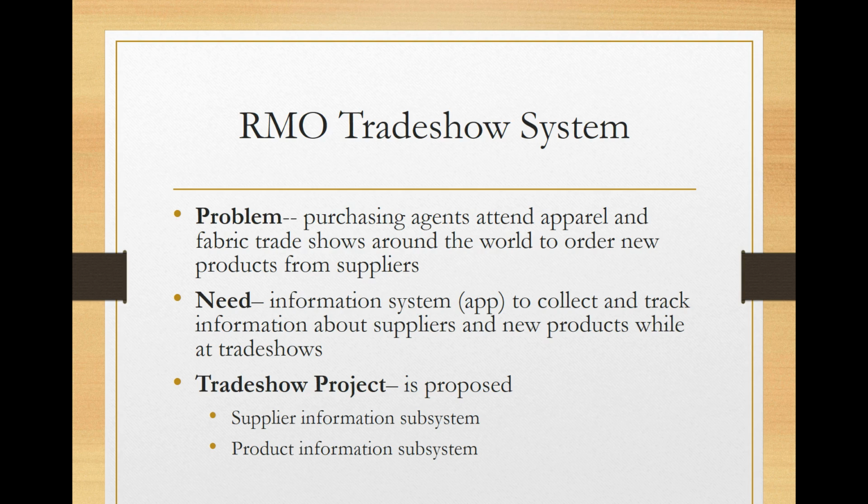So we know that every company has some kinds of issues. And so in this case, we have a problem. So we send out purchasing agents. So if you like to shop, a purchasing agent, great job. You go out, trade shows, buy stuff. But anyway, they're all over the world and they need to order products. But we need some way to collect and track information about the suppliers and new products and somehow iterate that into our existing system. So what we're looking at is adding some additional subsystems. So a supplier information and a product information. So new products, new vendors.